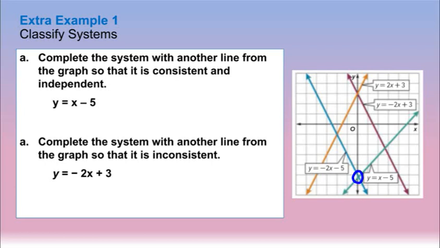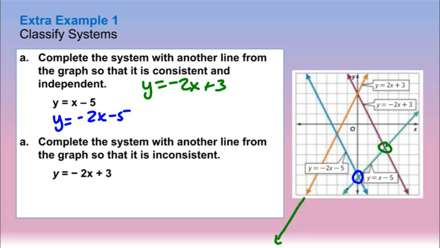So if we look at this place, the blue and green match up. So we would have the blue line, which is y equals negative 2x minus 5. That would be one system you could use. It also crosses here, which would be the red line, and the red line would be y equals negative 2x plus 3.